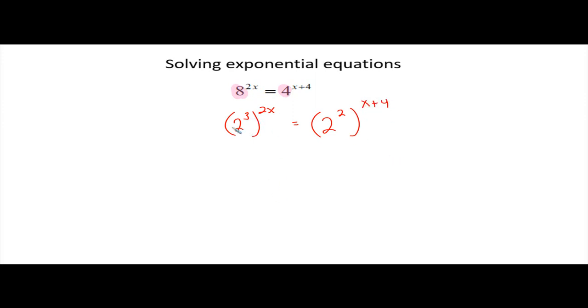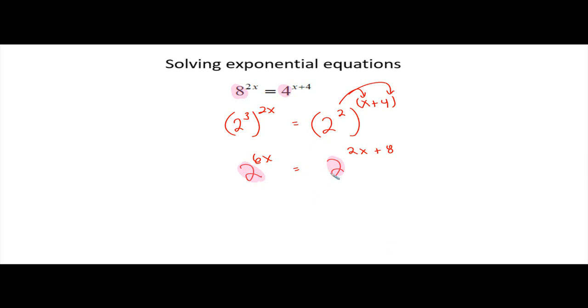So now, if you follow exponent rules, we multiply these exponents. You get 2 to the 6x is equal to 2 to the, we distribute the 2. So remember, we're multiplying. You multiply the 2 here and here. So that will give us 2x plus 8. So remember to multiply the 2 to both of these values inside the parentheses. And then once you get the bases to be the same, then we can make the exponents equal.